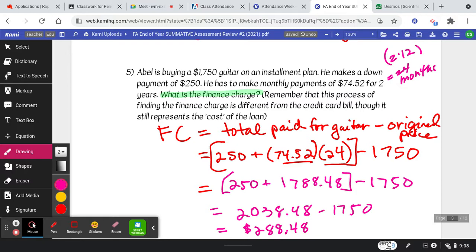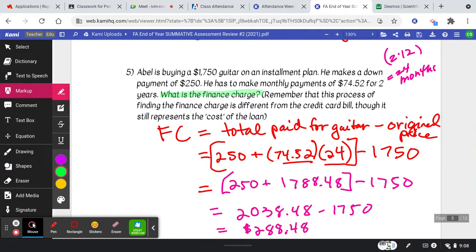Was it worth that $288 to have it the whole time? If you think about how long it would have taken you to save the money for that and not have the guitar, this is why people do installment plans. But you have to be able to afford the payment. Can you afford that $74 a month is the big question.